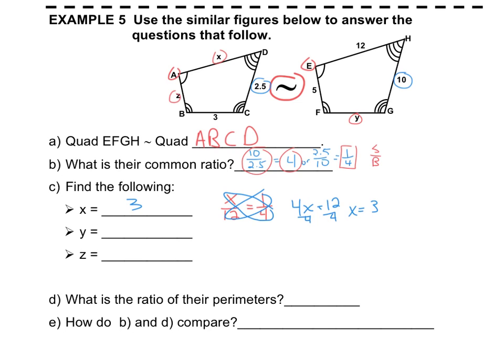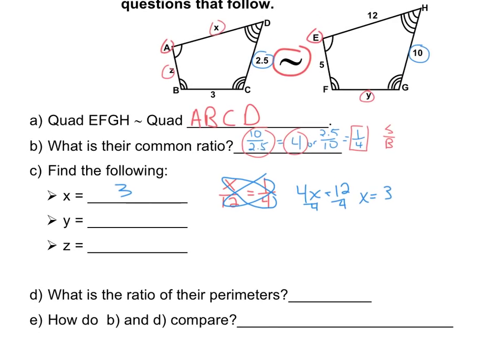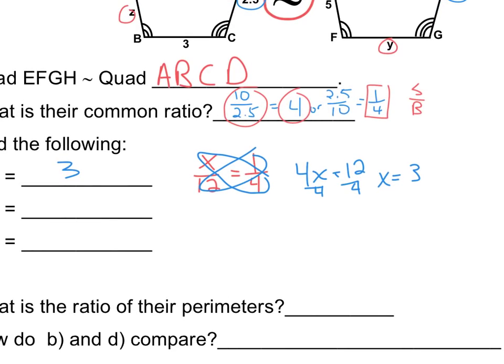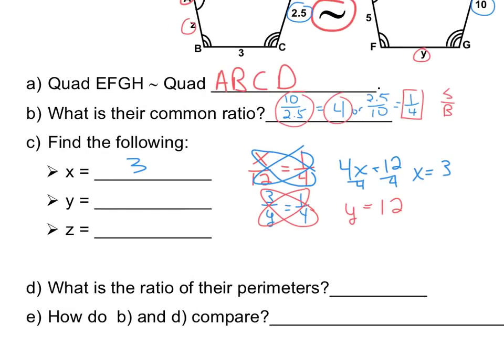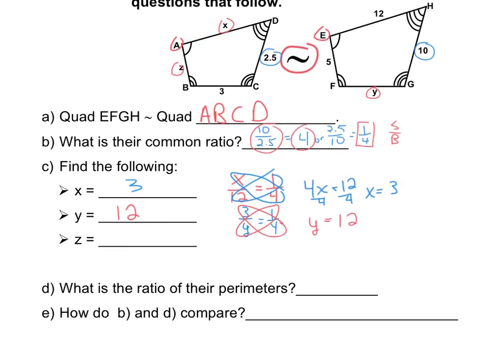Now I'm going to do the y. Now y is on the big one, so it's going to be on the bottom because it's small over big. Well, y corresponds with 3, so I have 3 over y equals 1 over 4. And now I can cross multiply again. So I have y equals 4 times 3, which is 12. And I didn't have to do anything else there to solve, so 12. And then the last one.